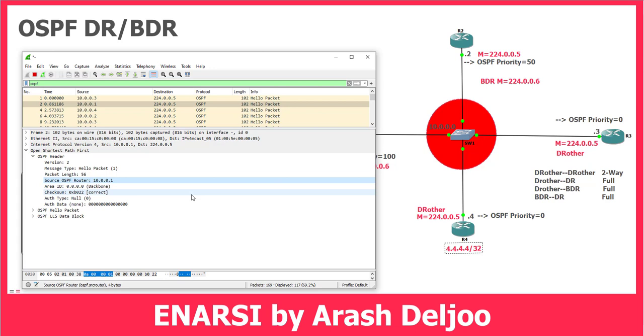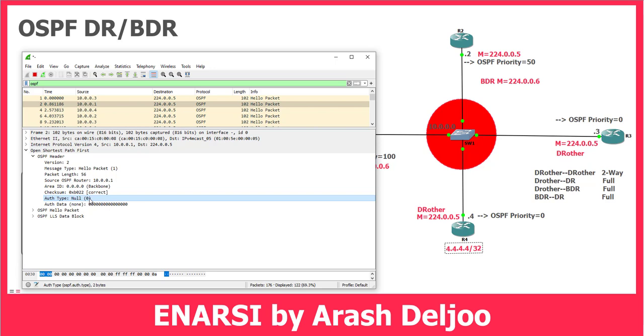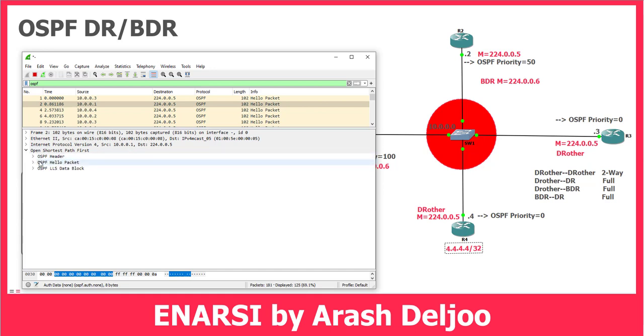The source router ID is 10.0.0.1. This is the router ID. Area ID is quad 0, the backbone area. Checksum is, for example, for verifying that this packet is noise free. Authentication type is null. Authentication data is there, for example, this data. We don't have authentication data because we didn't enable the authentication. You have learned about all of these concepts.